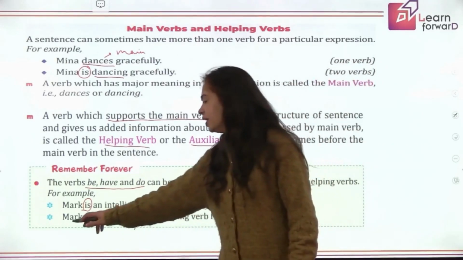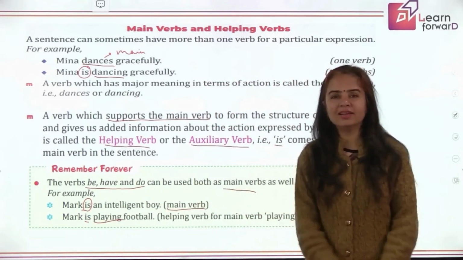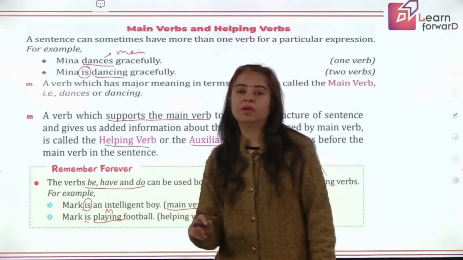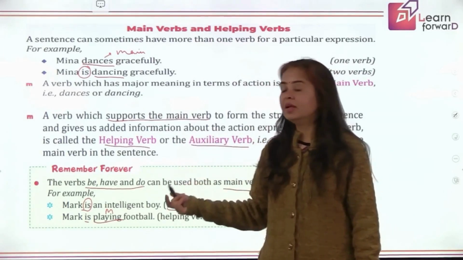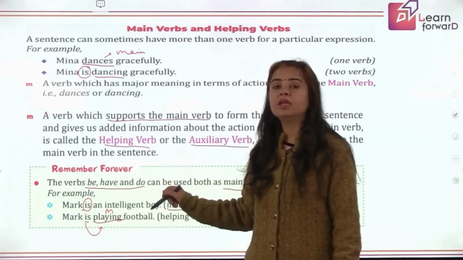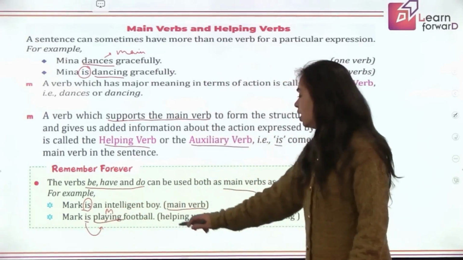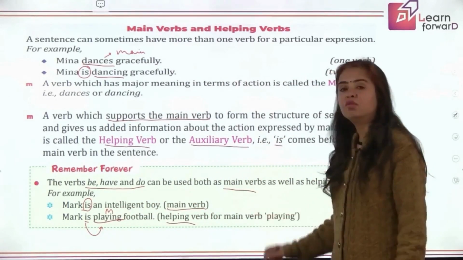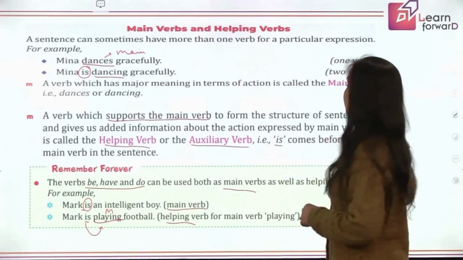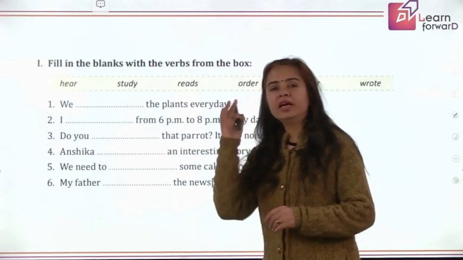But in the second we say, Mark is playing football. Now what's the main action here in this sentence? Yes, it is playing. So playing is the main verb here. But what is "is" doing here? It is supporting the main verb in telling the tense. It is supporting the main verb in giving the structure to the sentence. So now here "is" becomes the helping verb or the auxiliary verb for the main verb play, right? I hope this is clear to you. Help comes only when the main task is being done. Remember this. Otherwise, it becomes the main verb.